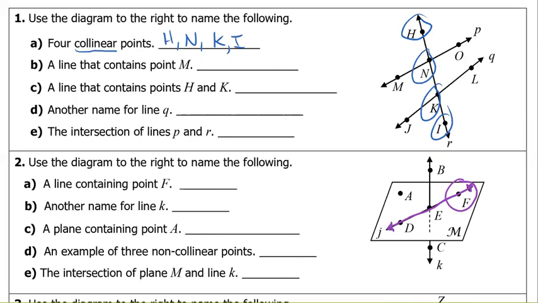How do I name this line? There are several ways to name it, but if you remember this lowercase script letter J, that denotes the naming of that line. So line J contains point F. Now, let's not get it confused with this one right here. This one is a plane because it's a capital M, plane M. That's plane. And this is line.